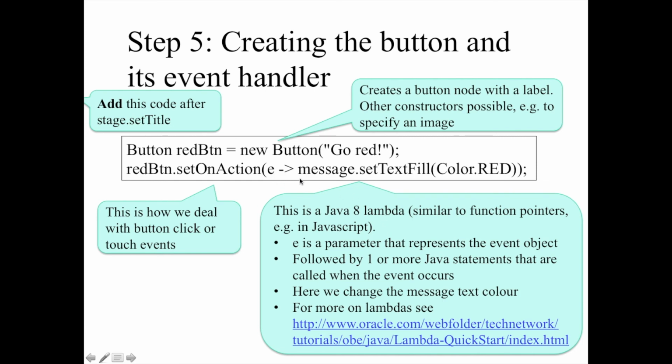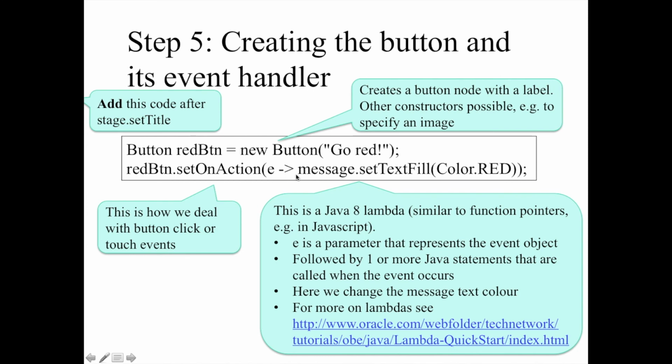So if you're not familiar with lambdas, it's a little bit like having a function pointer in JavaScript, for instance. This is the bit of code that's going to be called when someone clicks on the button. In this case, we've just got one statement here, but we could have multiple statements. And if you have multiple statements, then you have braces to start the block of code and to end the block of code.